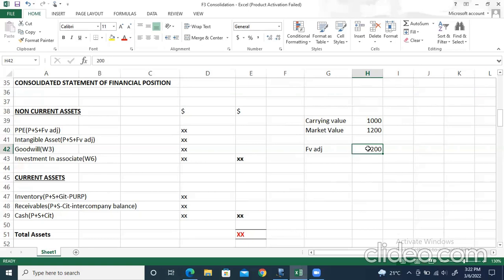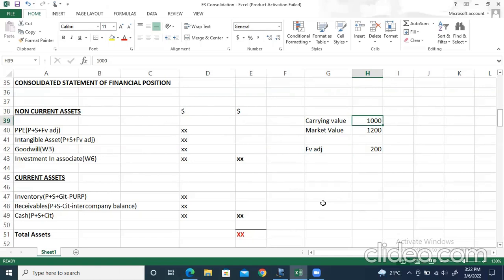Okay, so it doesn't matter if it's the parent's. This fair value adjustment could belong to the parent or to the subsidiary, it doesn't matter. If it belongs to anyone, we just have to add it in the property, plant, equipment. Because when we studied this, I told you that whatever increase in value is regarding the asset, that belongs to the asset, that is part of property, plant, equipment, right?